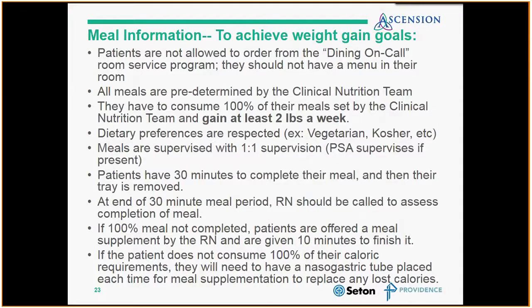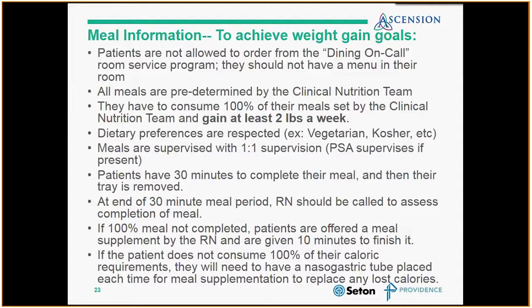So, meal information. To achieve weight gain goals, patients are not allowed to order from the Dining on-Call room service program. They should not have a menu in their room. All meals are predetermined by the clinical nutrition team. They have to consume 100% of their meals set by the clinical nutrition team and gain at least 2 pounds a week. They do respect dietary preferences such as vegetarian, kosher, etc. And meals are supervised with one-to-one supervision. So that's where you come in as a PSA.